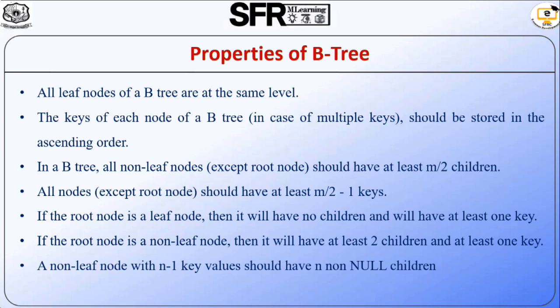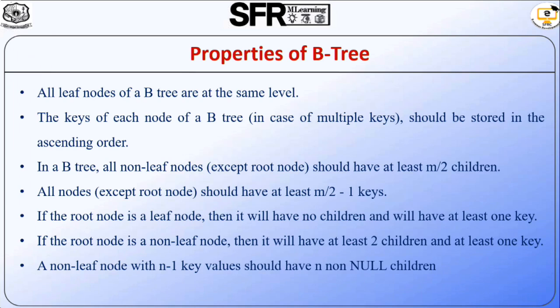If the root node is a leaf node, then it will have no children and will have at least 1 key. But if the root node is a non-leaf node, then it will have at least 2 children and at least 1 key. A non-leaf node with n-1 key values should have n non-null children. So these are the main properties associated with the B tree.